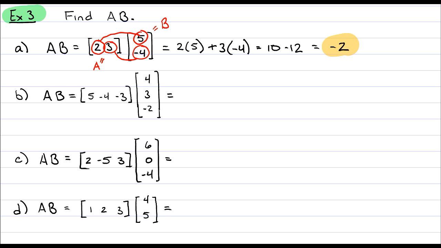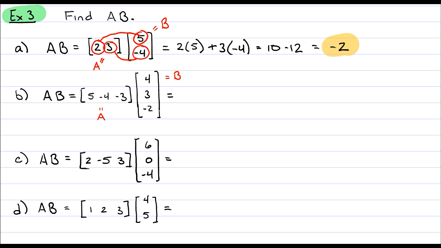Okay, so moving on to the next example. My matrix A is this row, 5, minus 4, minus 3, and then I have a matrix B, which as a column is 4, 3, minus 2. And I want to multiply these together. So let me color code this here.